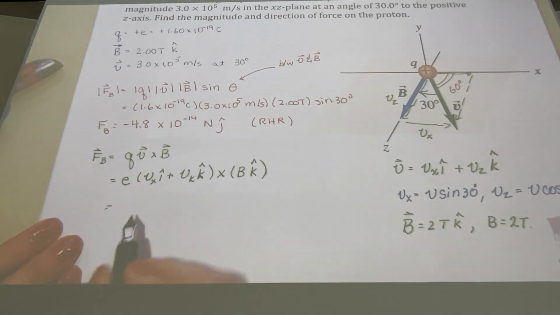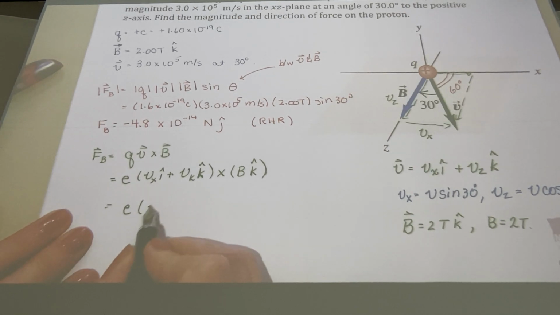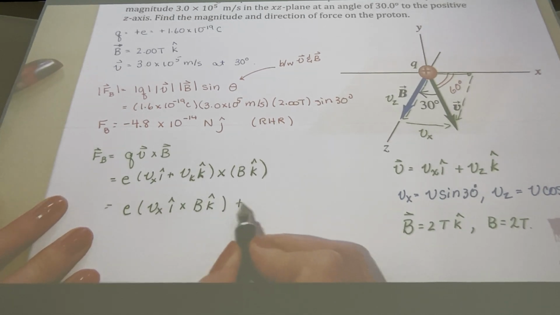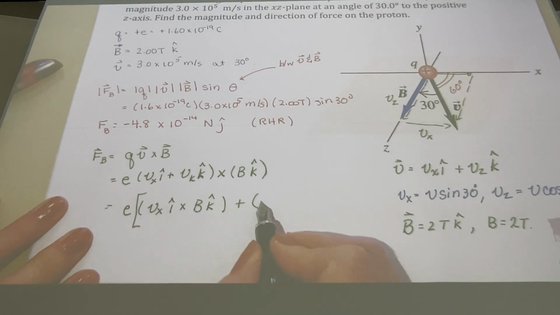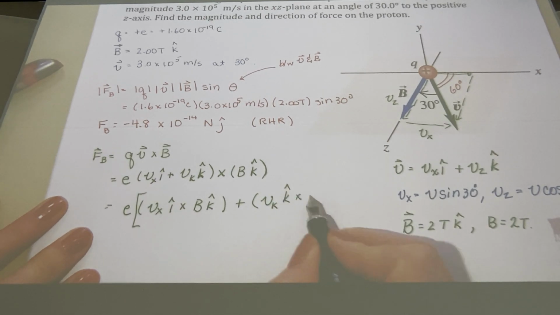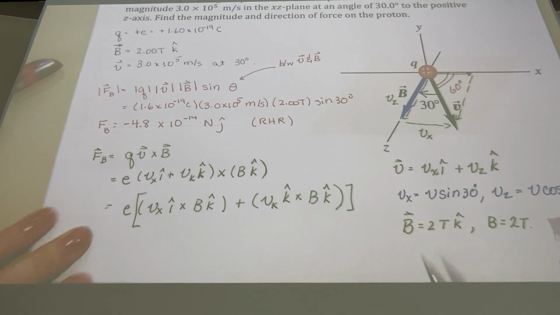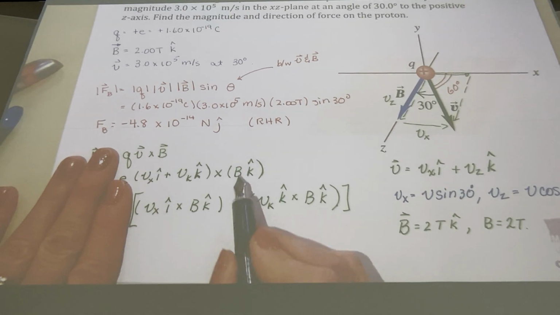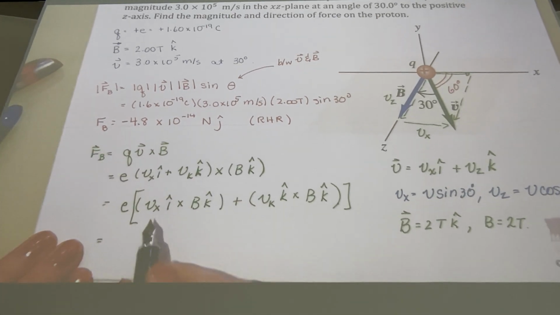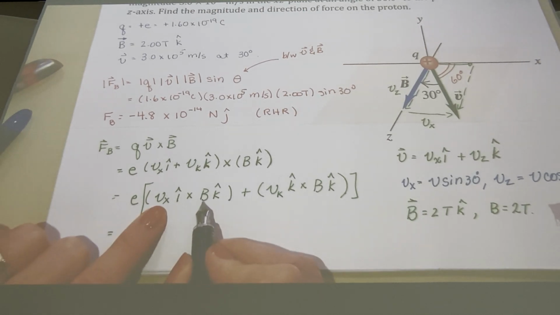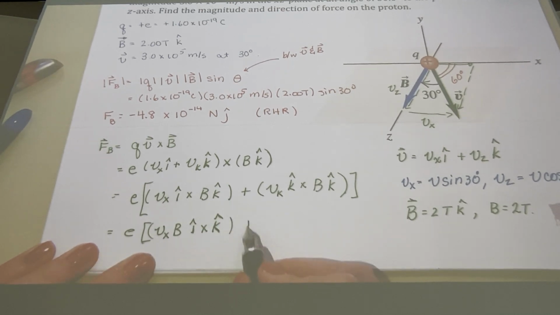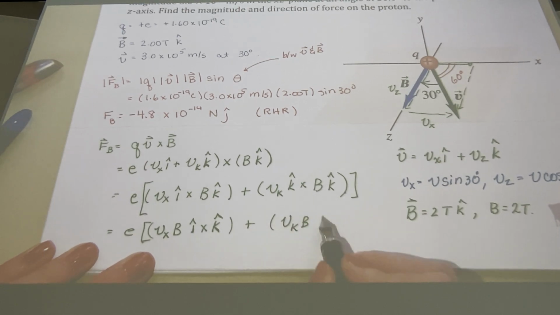So if I apply my distributive property, I get e times Vx i crossed with B k, plus Vz k crossed with B k. Okay, so I just multiplied my terms out. I've got e outside, and I used the distributive property to get my B inside. So that's the same as e. Vx and B are just scalar quantities. They can come to the front. And I'm left with i cross k in the back, plus Vz B, k cross k.